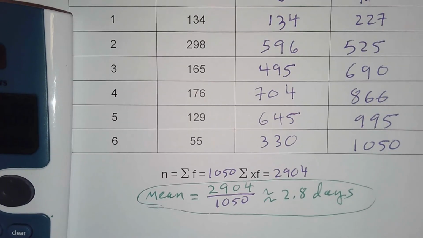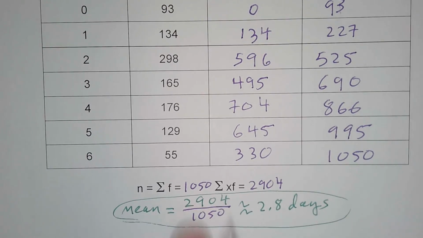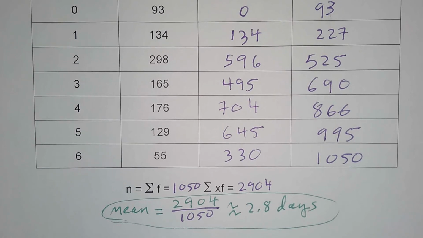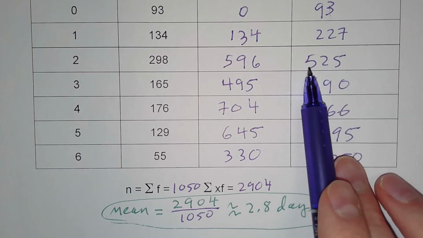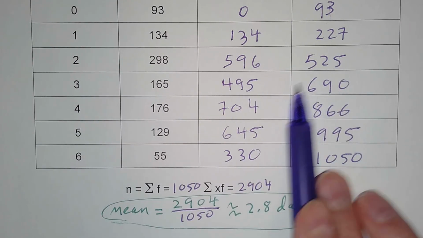Okay, so now, median. I have 1050 numbers. That's an even number, so I have two middle numbers. If I take 1050 divided by 2, that gives me 525. So the 525th number and the 526th number are my two middle numbers. Well, this tells me here that my 525th number is a 2. The very next number comes down here, that's a 3.